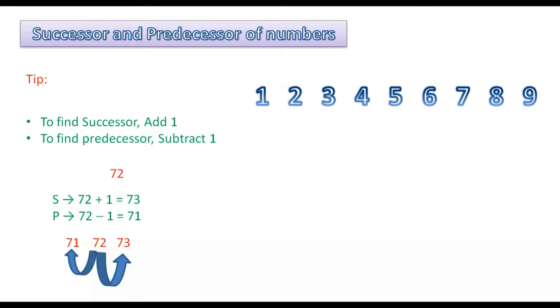If you look at another example, say a bigger number, 4961. If you have to find the successor, then you just have to add 1 to it. So adding 1 to 4961, you will get 4962. This is the successor of 4961, and the predecessor would be 4961 minus 1, that's 4960. So in this way, we can find the successor and predecessor of numbers.